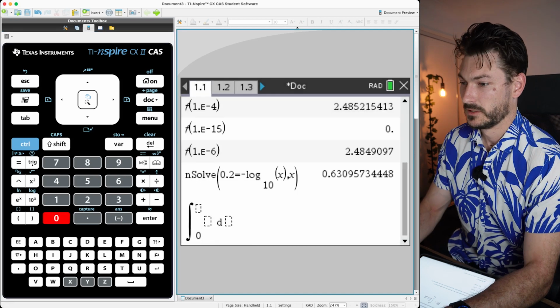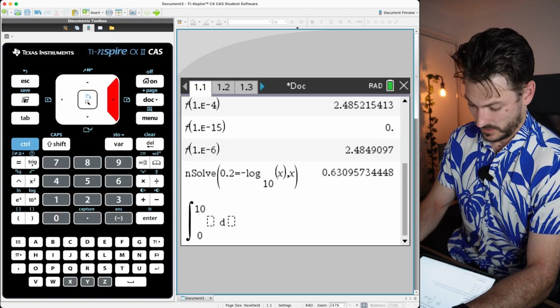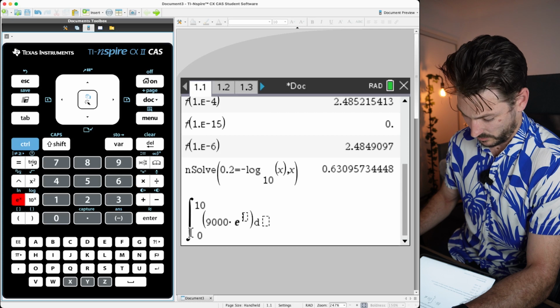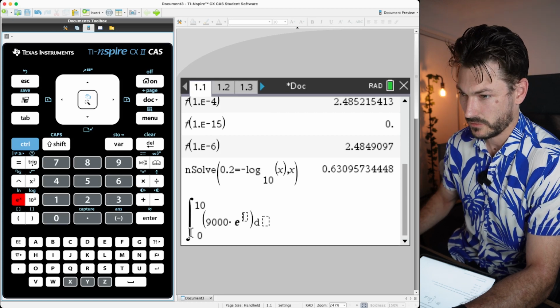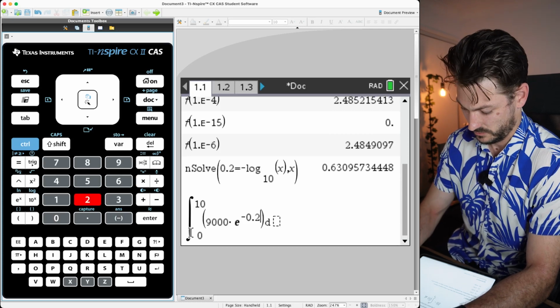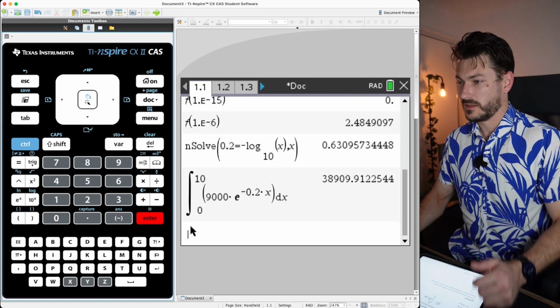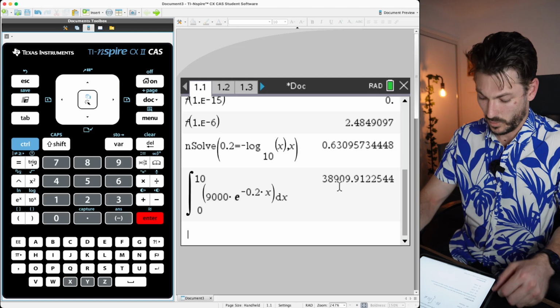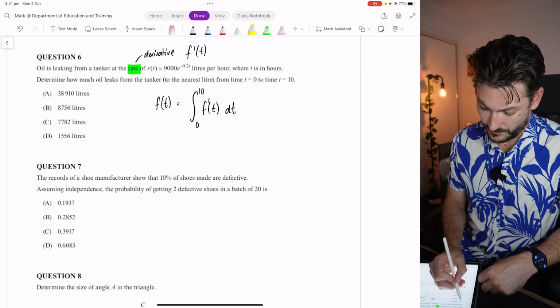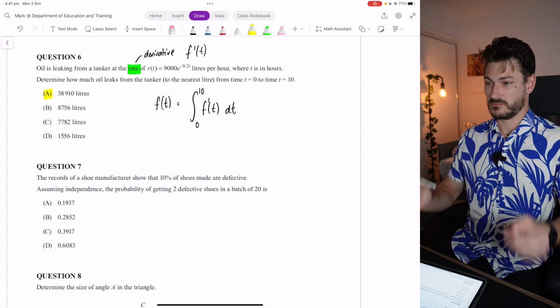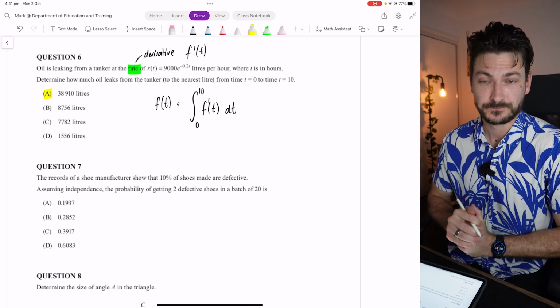We've got 0 all the way up to 10, and we've got 9,000 times e to the power of negative 0.2x dx, and the answer is 38,909.9, which is more or less 38,910 liters. Question 6 done with a simple function on the calculator.